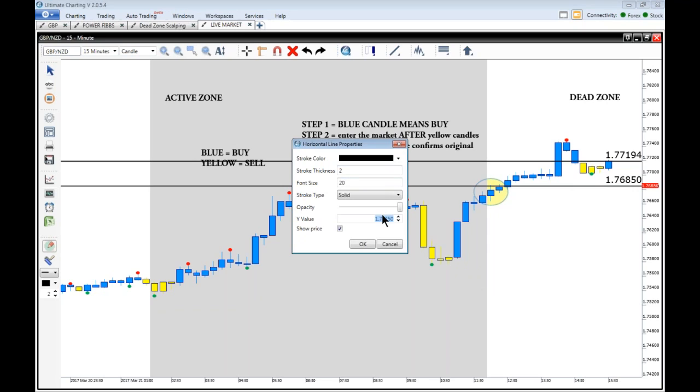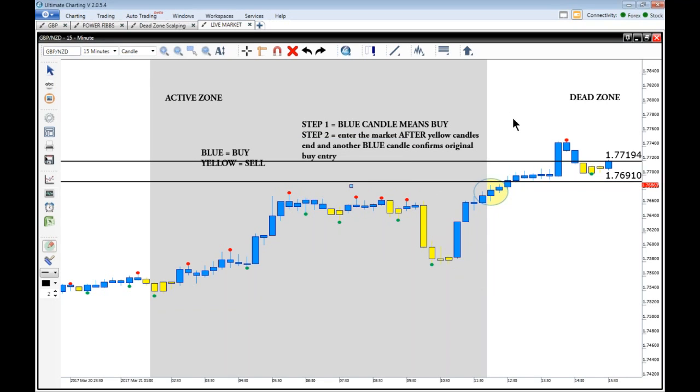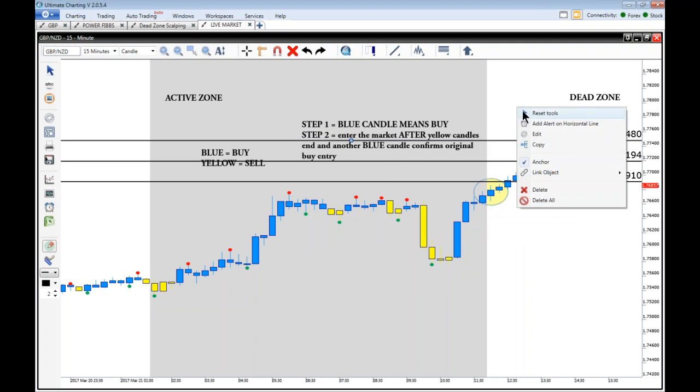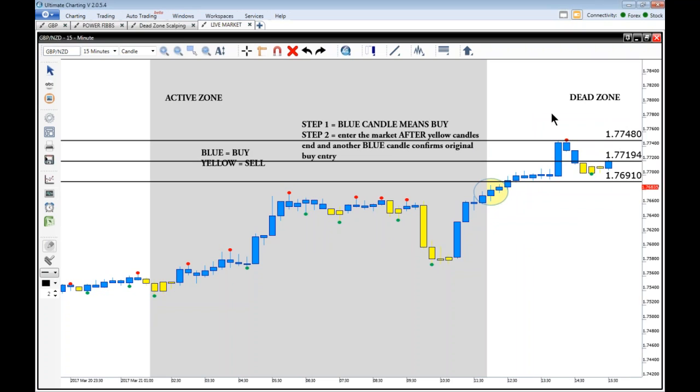10 pips below. And then your reward would be 1-to-1 or 1-to-2 risk versus reward. So here, this would be a risk of, what, 29.30 pips? So you're going after 29.30 pips here, 1.7748. One-to-one risk versus reward, 1-to-2 risk versus reward could be double that.